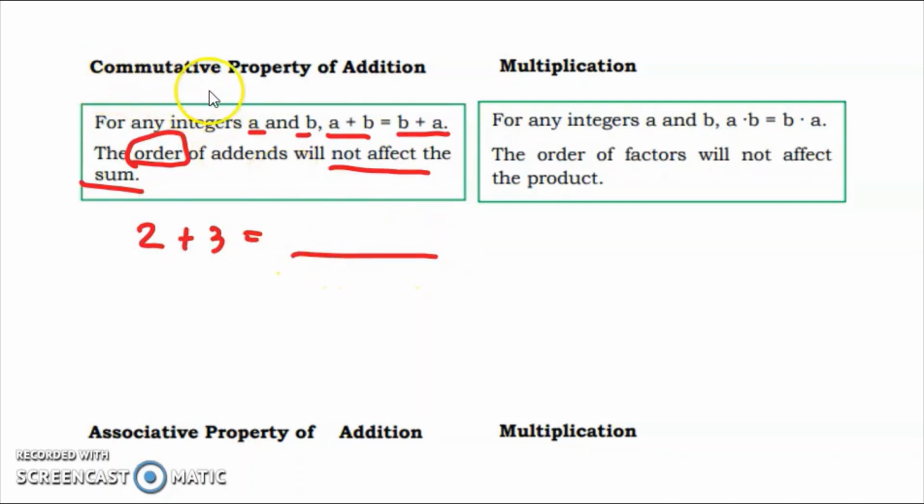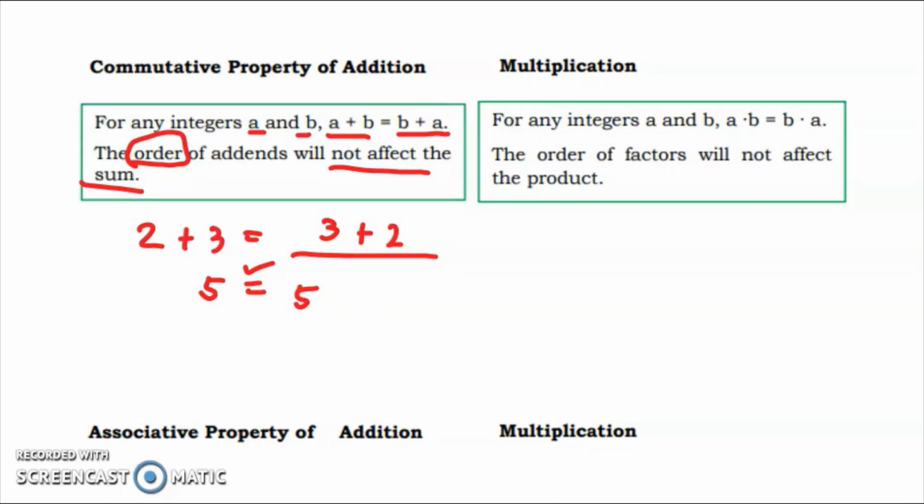Kung pinag-uusapan natin ang commutative property which deals with order, kung saan ang focus niya ay order, okay, ano kaya yung susulat natin sa blank? So, 2 plus 3 magiging 3 plus 2. Since order is not important, okay, kahit pagbaliktarin ko ito, dapat yung sagot nila pareho. I-check nga natin kung pareho. 2 plus 3 is 5 equals to 3 plus 2 is also 5. So, check. So, kahit ano ang mauna sa kanila, pareho ang sagot.